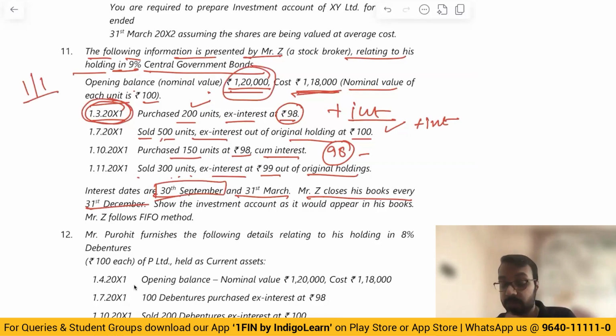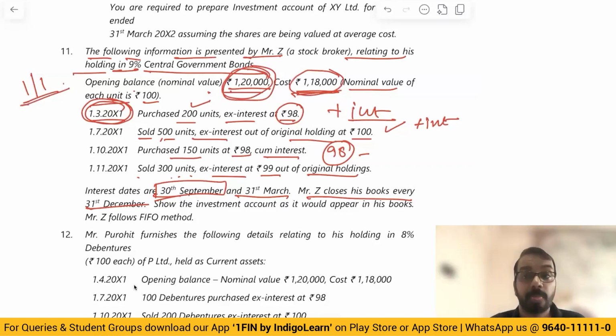Okay. And I think I missed to mention that point. If the date of payment of interest is not same as the date of year end, you also need to calculate accrued interest and credit it to the investment account, like in this case. Okay. Now here, opening balance has a cost of 118, 120. That is the opening balance. On which date?